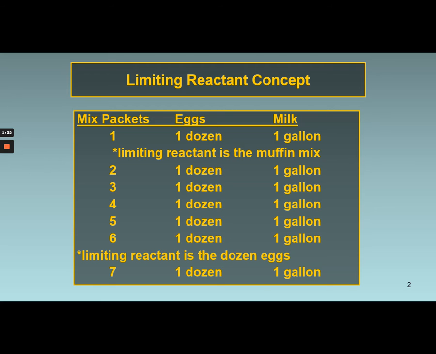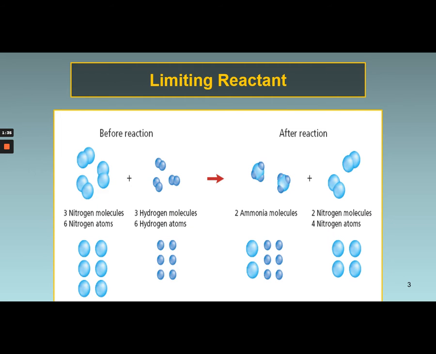Okay, all right, so that's that example. We looked at little molecules. You could see before and after the reaction. If we had 3 nitrogen molecules, or 6 atoms, reacting with 3 hydrogen molecules, we're going to make 2 ammonias. But guess what? We're going to have 2 nitrogen molecules left over. That's the excess. So the limiting reactant in this example is the hydrogen. You just don't show the leftovers or the excess reactant in the chemical equation, because it just didn't take part in the reaction, that's all.